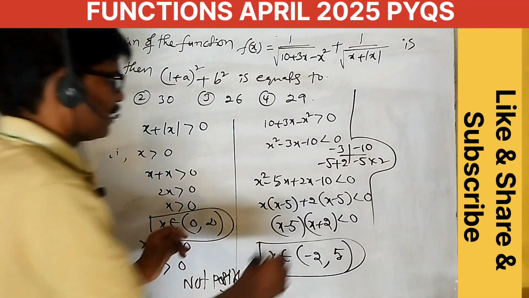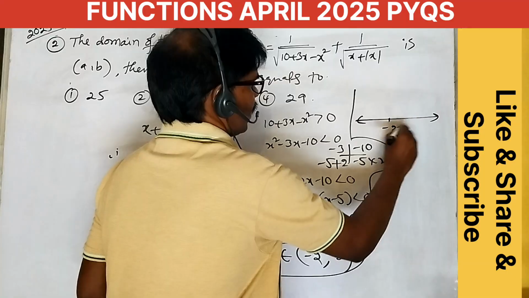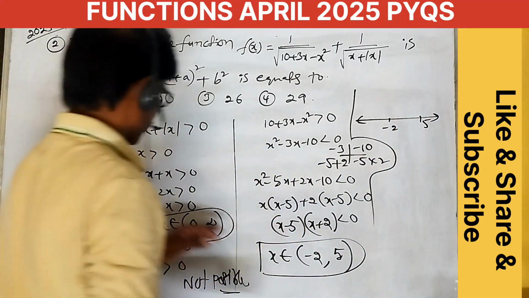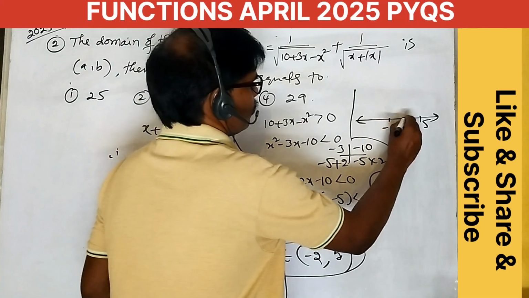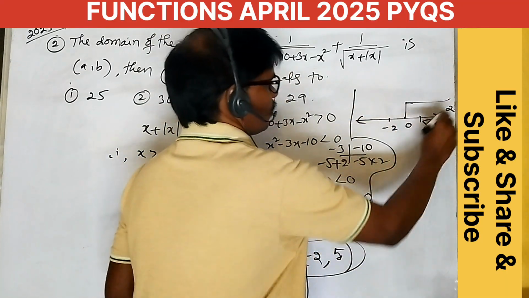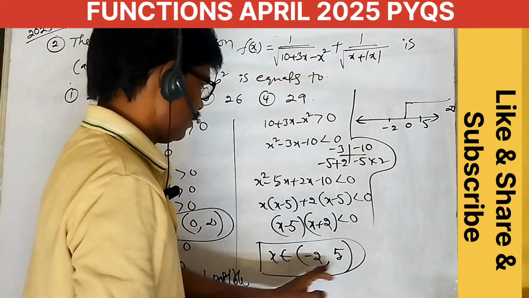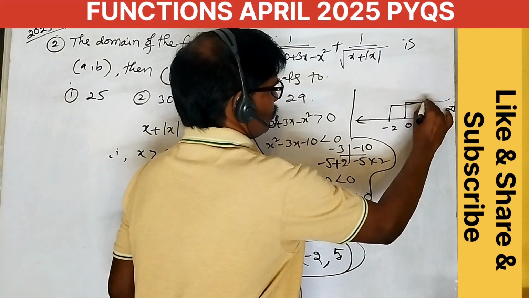Here, take the number line. This is the minus 2, this is the 5. Next 0. This is 0 to plus infinity. Next 5, and these are minus 2 to 5.